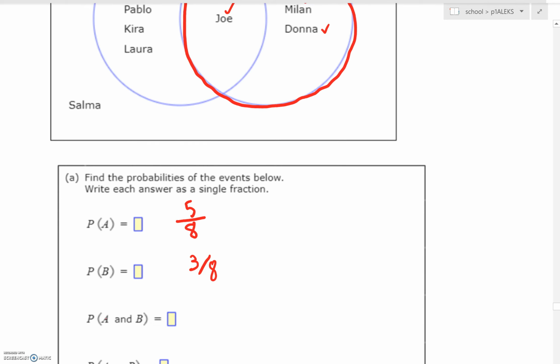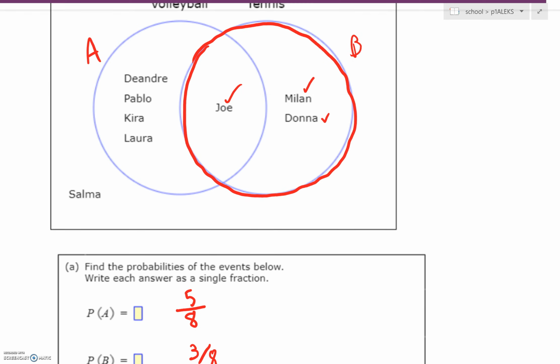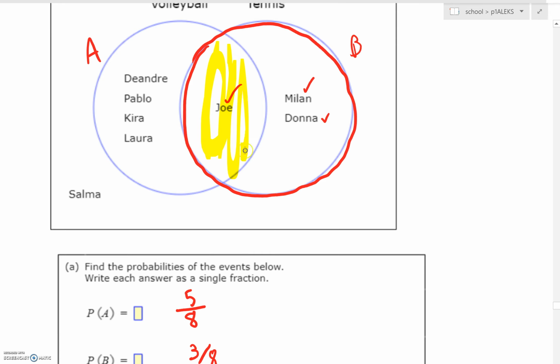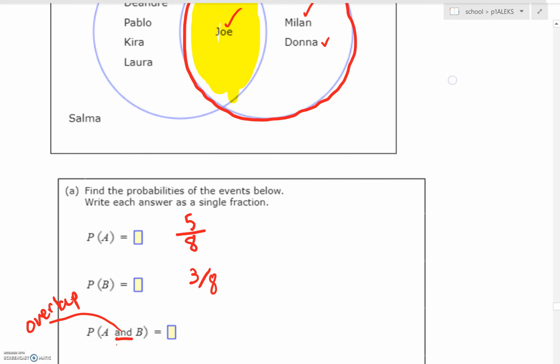But when we're saying A and B, you have to be in the tennis club and also in the volleyball club. The word and is always going to be the overlap. And that's where those 2 circles are overlapping. And that's right in here. So Joe is the only student who's in circle A and in circle B at the same time. So there's only 1 student that we have here out of 8. So, we have 8 students to select from. Only Joe, that 1 student, would be in both clubs.